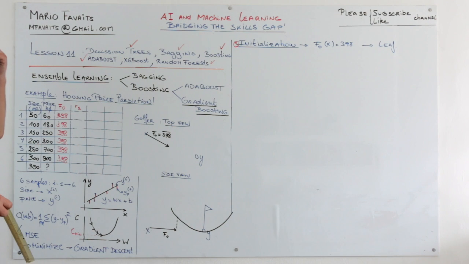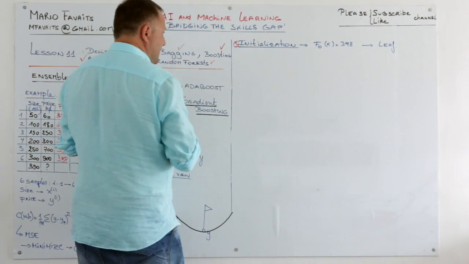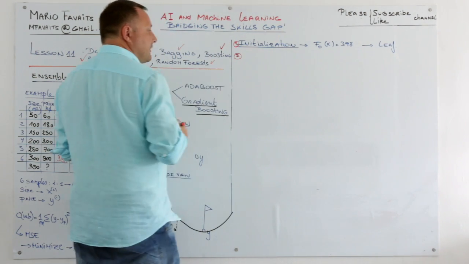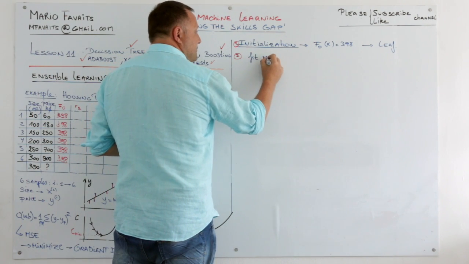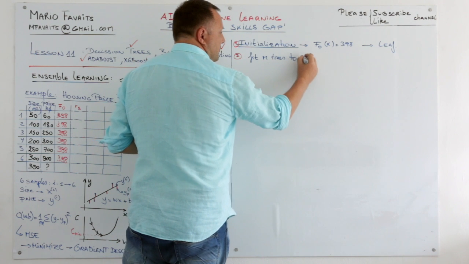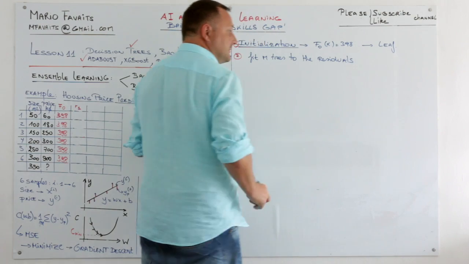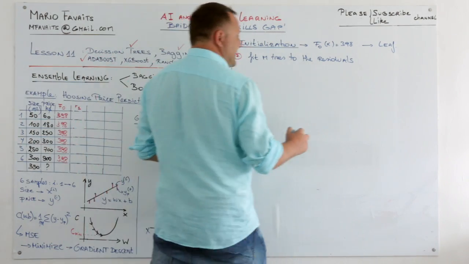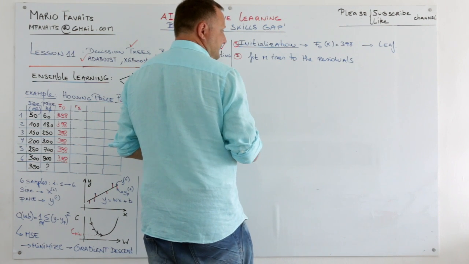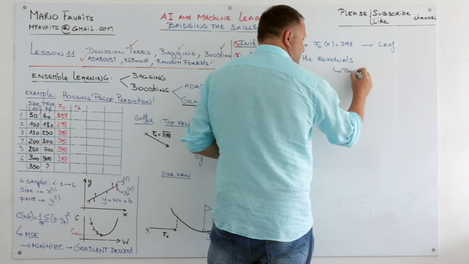And now let's define a few items. What we're going to do now is start the second part of the algorithm. We're going to fit M trees to the residuals. So we're going to predict the residuals based on the input data. So we're going to predict these residuals.